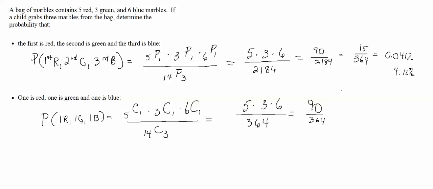Notice our denominator is the same at this point, only 90 is 6 times larger. And so when we reduce that down to a decimal, we get 0.2473, and you can see that that's 6 times larger, and as a percentage we have 24.73%.